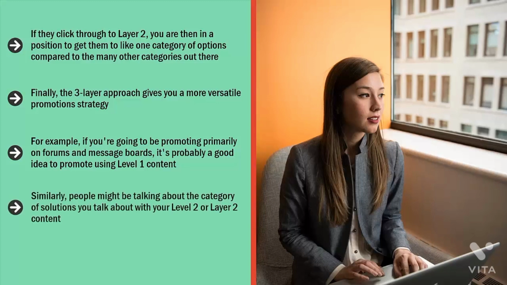Similarly, people might be talking about the category of solutions you talk about with your level 2 or layer 2 content. If you find such discussions on message boards, Facebook groups, or Facebook pages, you can copy and paste bits and pieces from your content, comment on it, and then drop a link. Finally, if you have a Twitter account and you are targeting certain hashtags, you can rotate in your level 3 content because you can assume that a significant number of people following you already know what options are out there and they're looking for a specific comparison of products regarding the category of solutions they are already sold on.